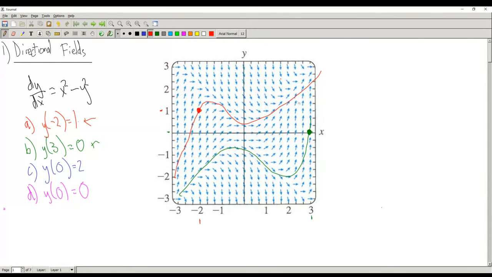In terms of the first 4 questions of this, that is literally everything that you would need to do. If you're given a directional field, then all you need to do is fill in the curve.